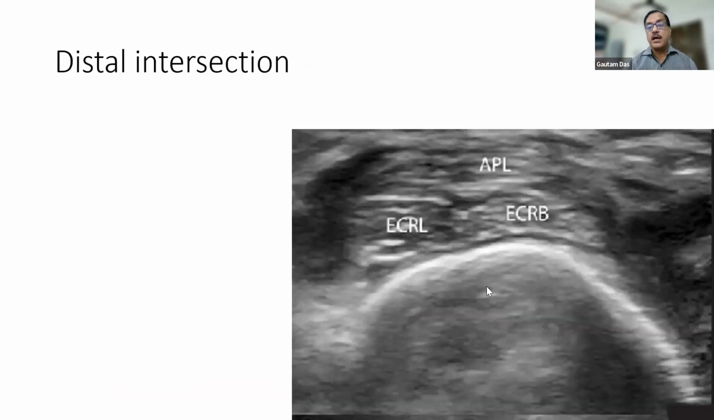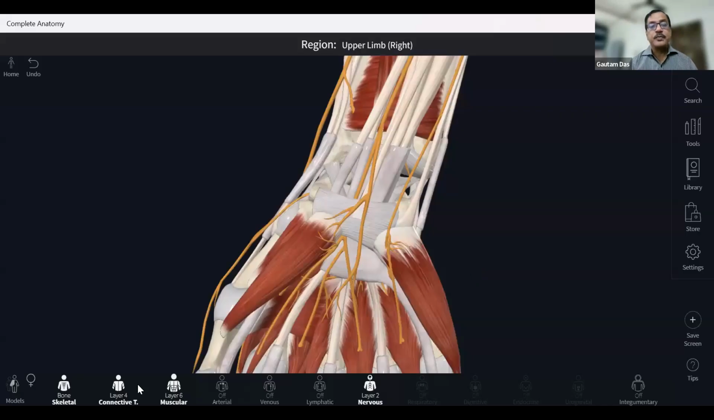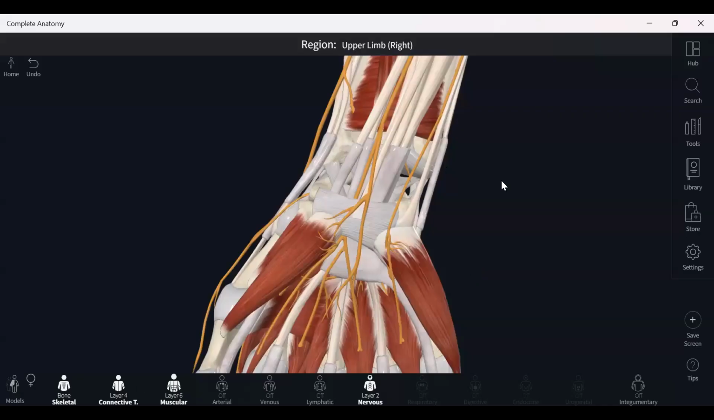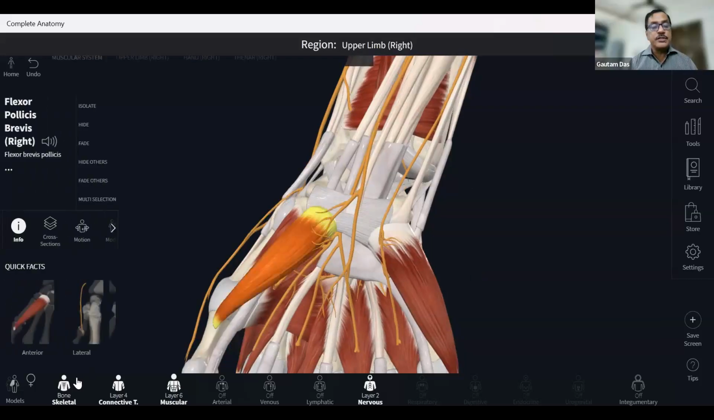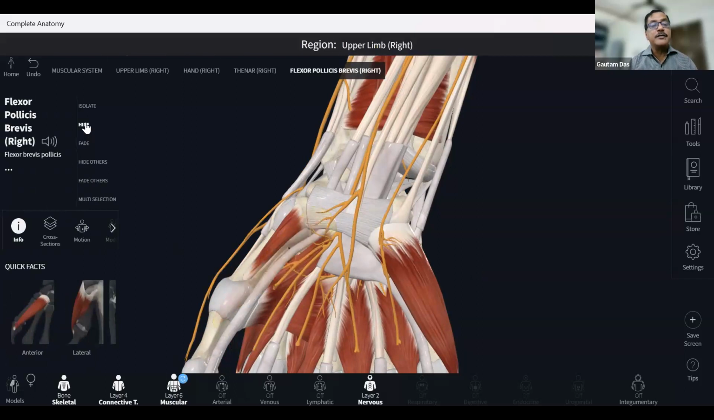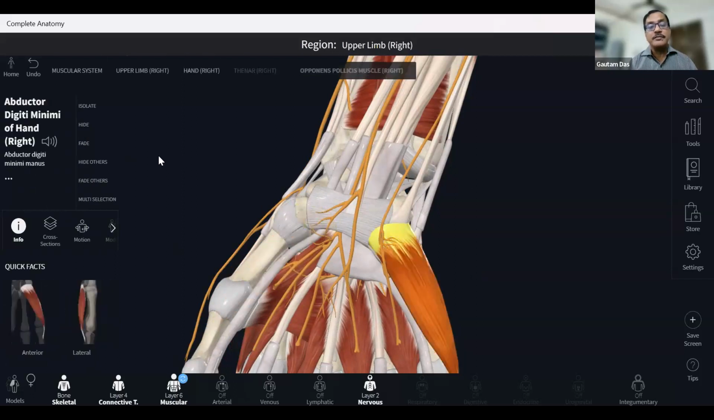So with that, I'll just quickly go through the 3D anatomy. So is the 3D anatomy visible? Yes, sir. Okay. So let me remove this. These are in the hand. We'll be discussing this when we discuss the hand.